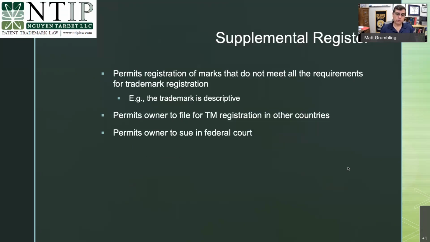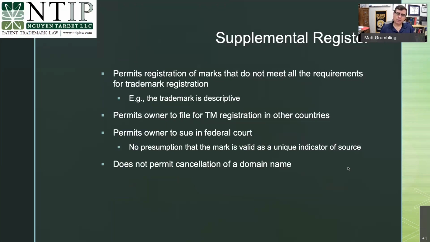It also allows you to sue in federal court. But what you don't get in federal court is a presumption that the mark is valid as a unique indicator of source. You have to plead it, and you'll have to prove it in the first instance. You won't be able to just rely on that presumption and force the defendant to prove otherwise. Most importantly, probably, it doesn't allow you to cancel a domain name.